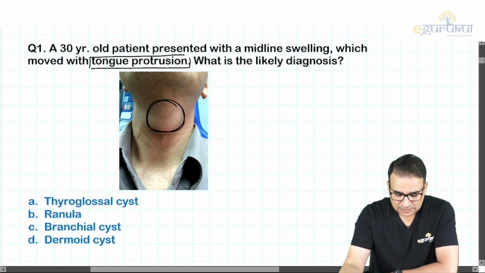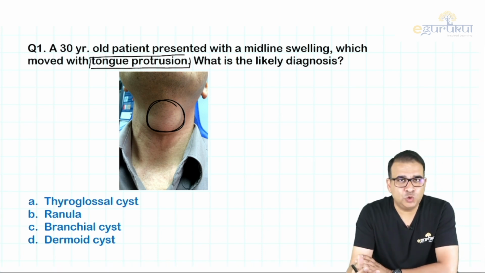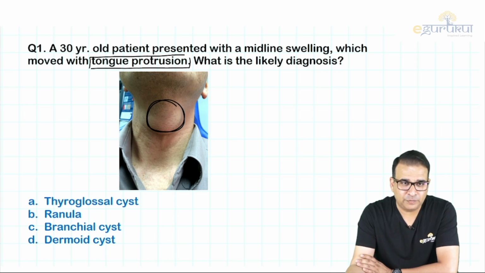The tongue with tongue protrusion, and that's the biggest hint in this question here. The patient comes to you with a midline swelling of the neck, or any neck swelling, the differential becomes very important here. So the first thing we generally do is differentiate between thyroid and non-thyroid swelling by asking the patient to swallow, right? We know that thyroid swellings move with swallowing, and non-thyroid swellings do not.